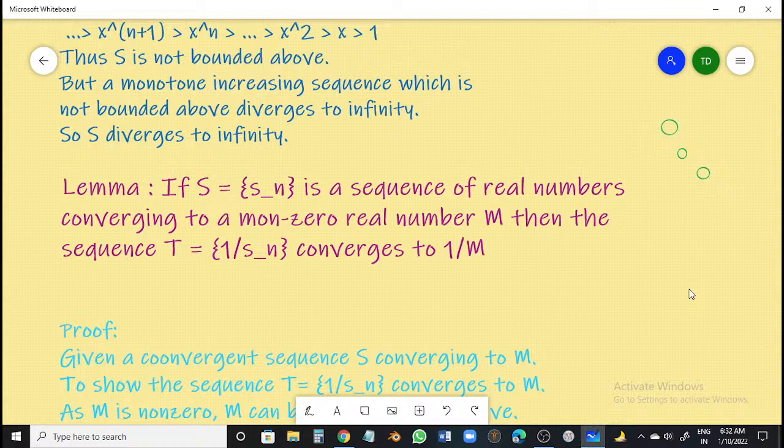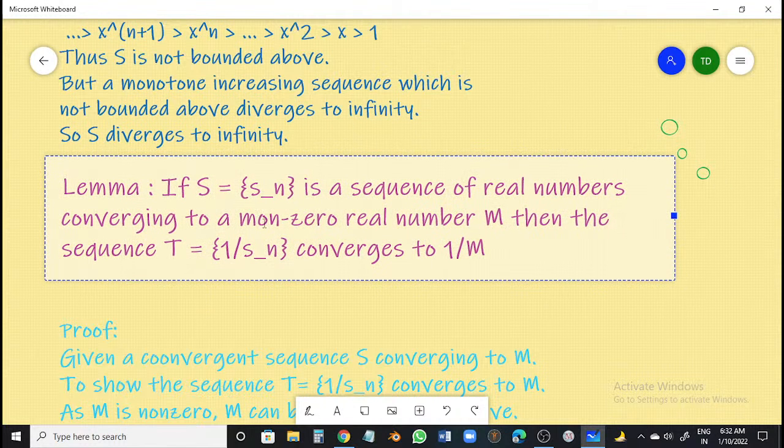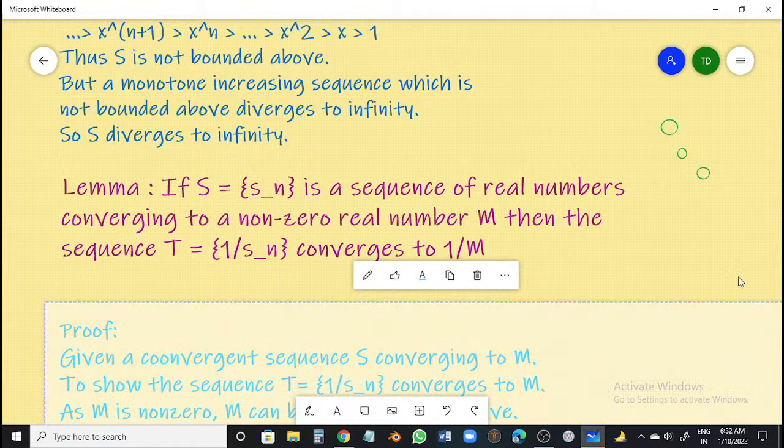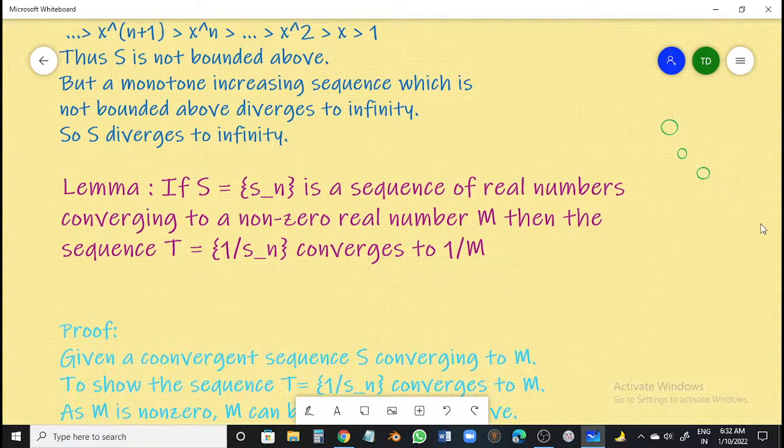If S is a sequence, the terms we are denoting as Sn, a sequence of real numbers converging to a non-zero real number m, then the sequence t equal to 1 by Sn converges to 1 by m. So let us see what actually we mean here.